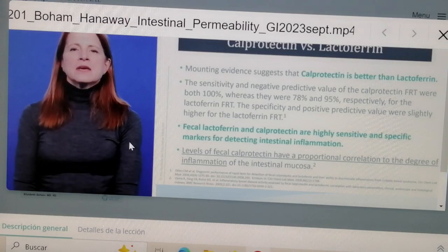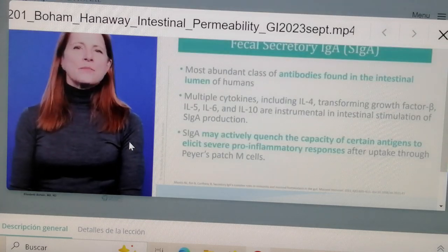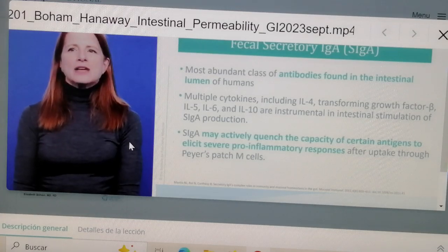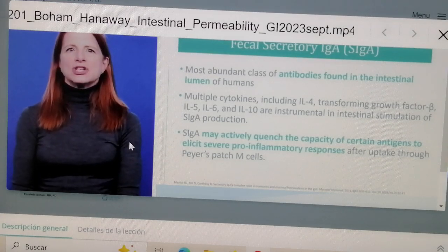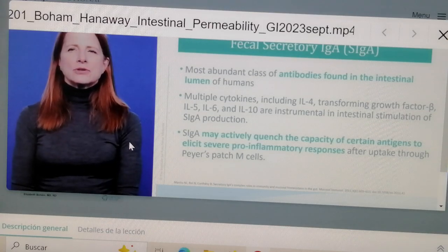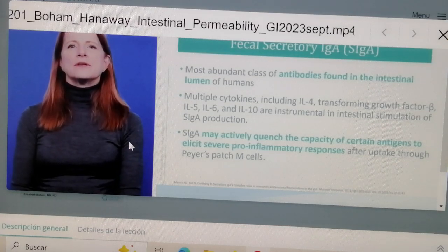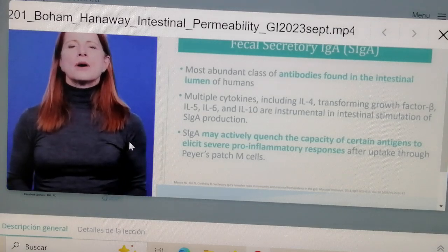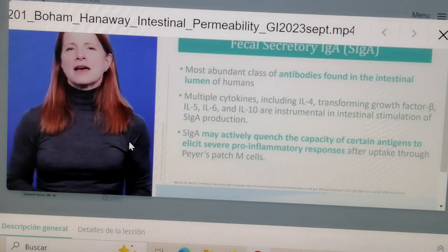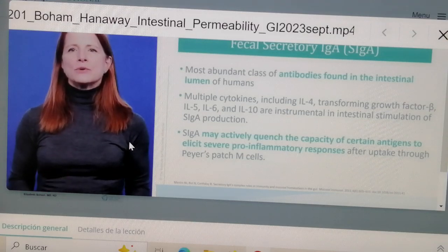inside the gut. Secretory IgA is also a marker that you're going to see all the time on stool testing. And secretory IgA is giving us an indication of what's going on in the immune system of the gut. Remember that secretory IgA is part of the innate immune system in the gut, part of the first line of defense in the mucosa in the gut.